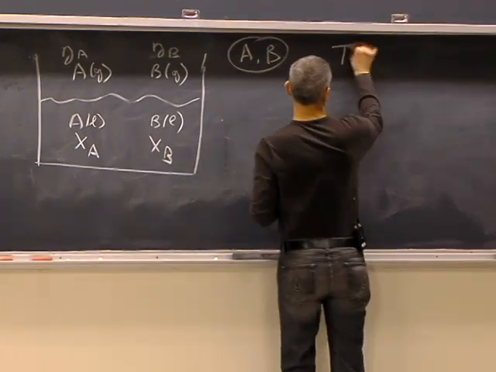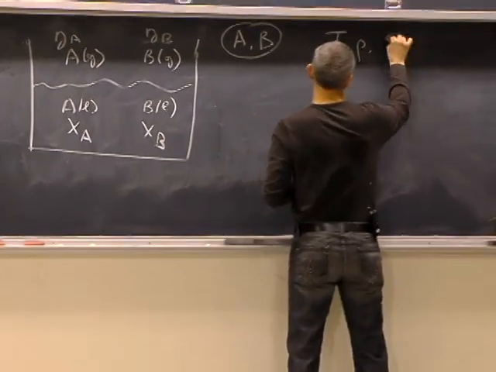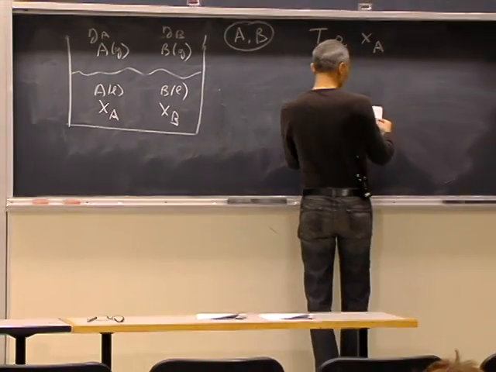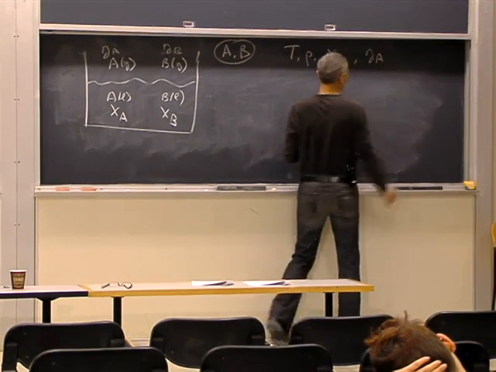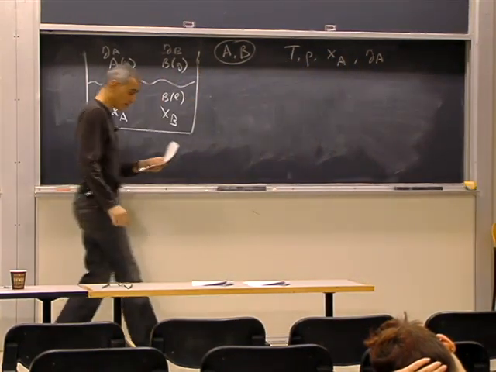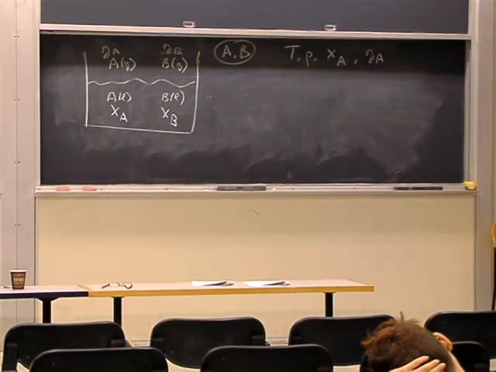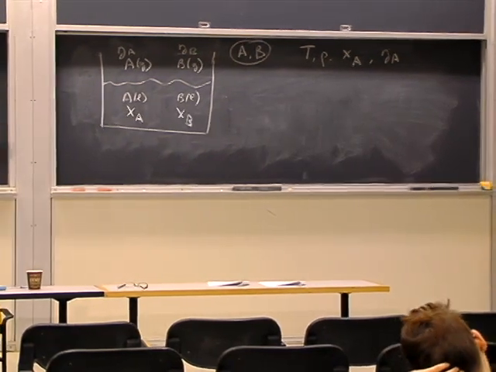We're going to need the temperature, the pressure, and the molar fraction of A in the liquid phase and the molar fraction of A in the gas phase. We're not going to need any more than that. Actually, we're going to need less than that. But those are the 4 variables that we can easily identify here.